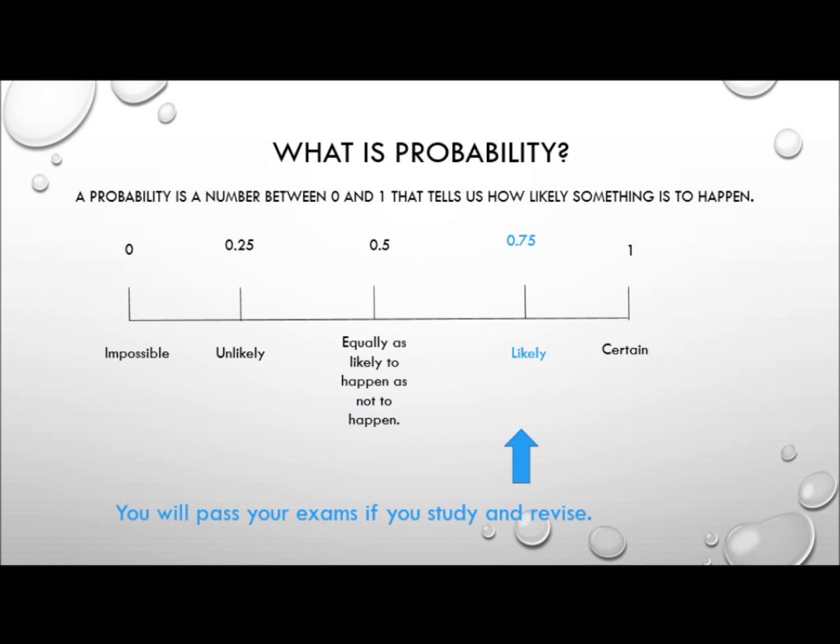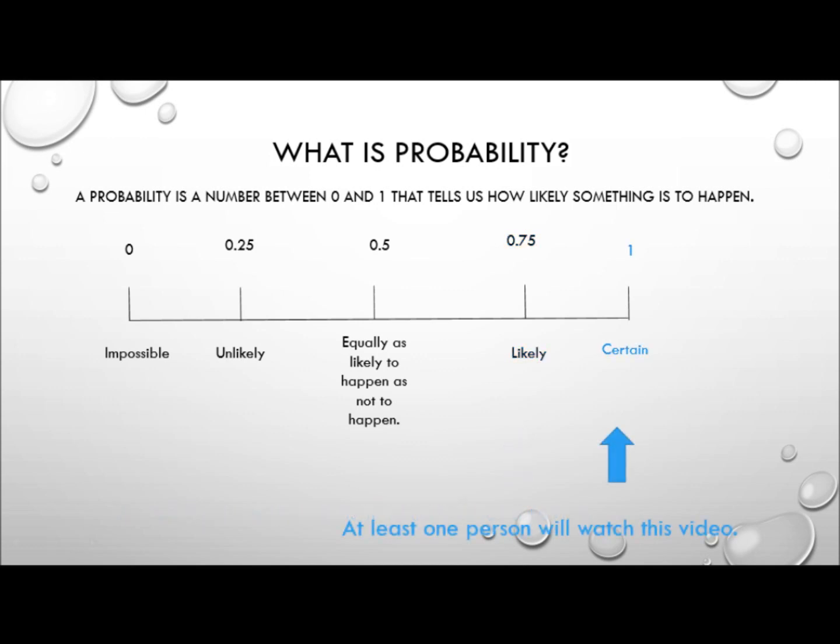A probability of 0.75 is just saying that something is likely to happen. For example, you're likely to pass your exams if you study hard and revise. And a probability of 1 means something is absolutely certain, guaranteed going to happen. For example, at least one person will watch this video. I know because I'm planning to watch it myself.